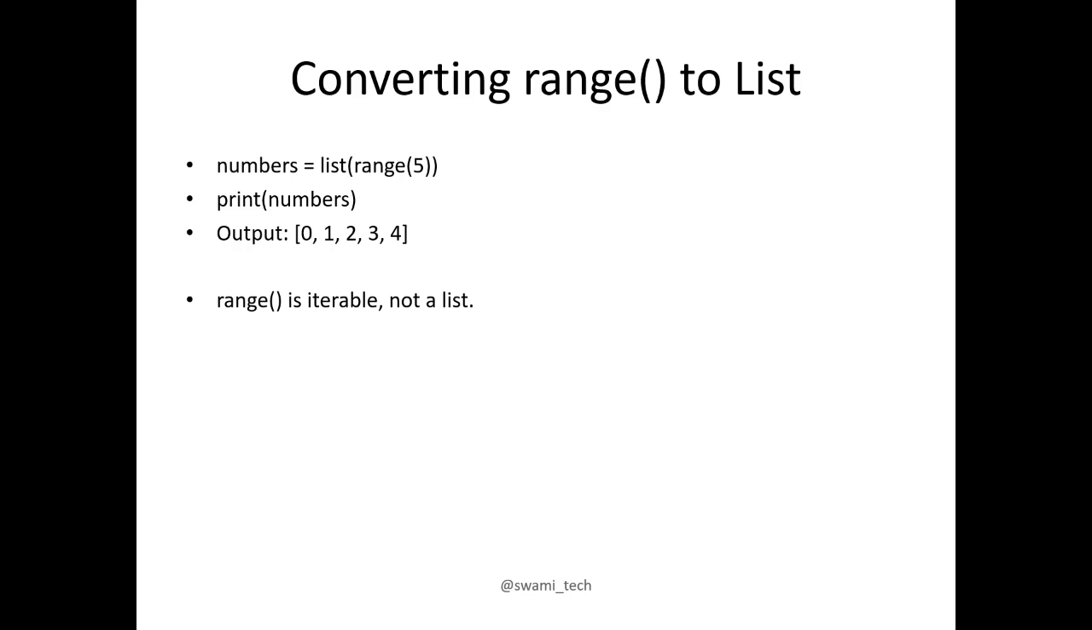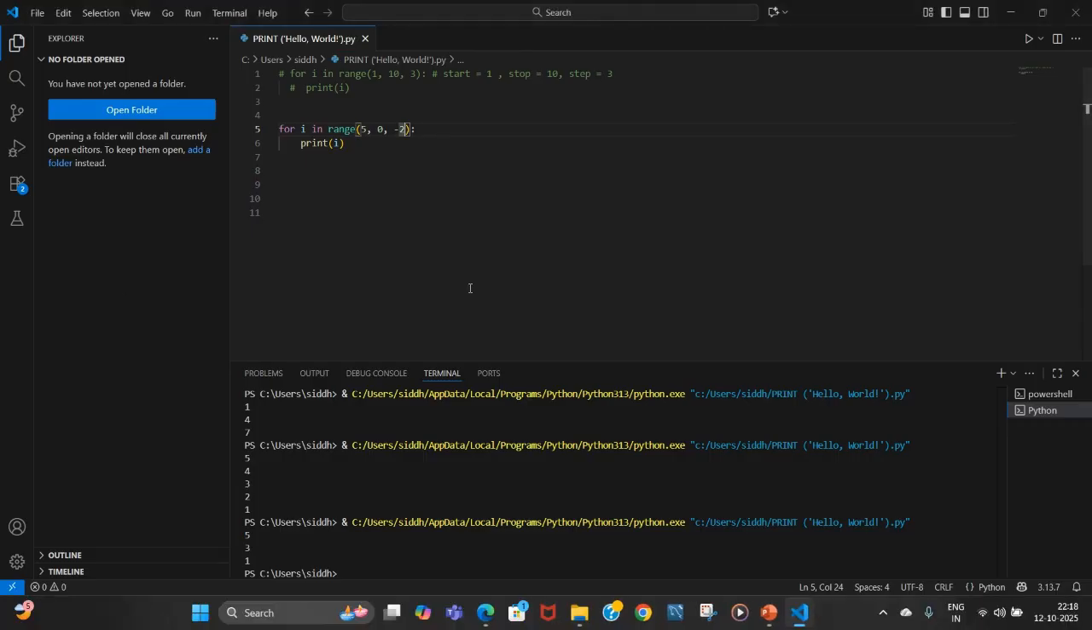Then, converting range to list. Range doesn't create a list directly. It creates something called a range object. But if you want to see all the numbers at once, you can convert it to a list. So let's try this as well.